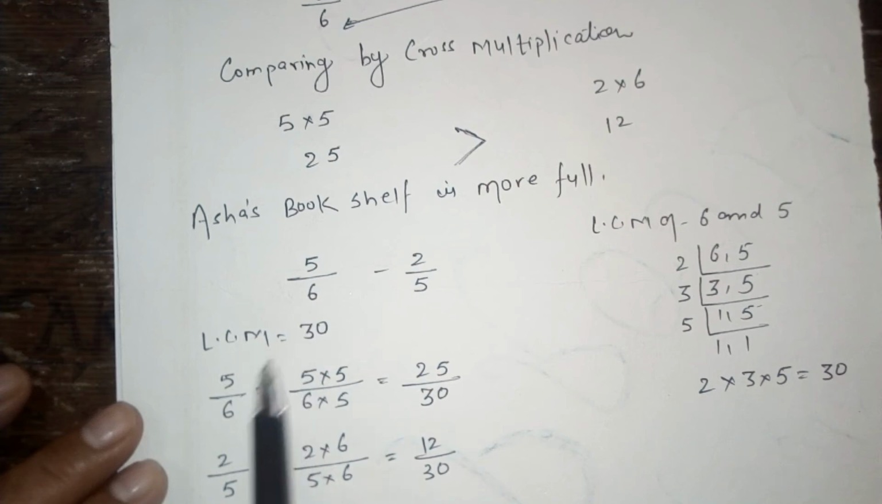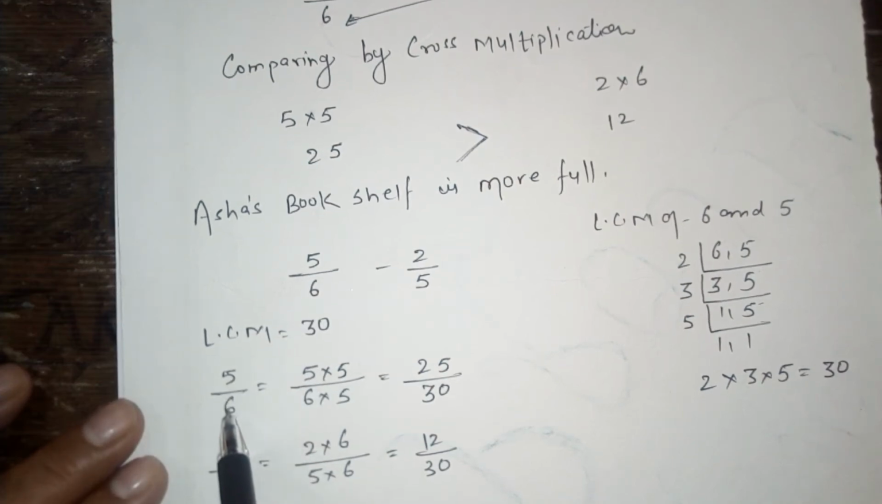Then after, you know very well, in 5 upon 6, 5 is the numerator and 6 is the denominator. The denominator 6 is converted to 30. How? You know very well the multiplication table: 6 fives are 30. Therefore, we multiply the numerator and denominator by 5. 5 into 5 upon 6 into 5. 5 fives are 25, 6 fives are 30.